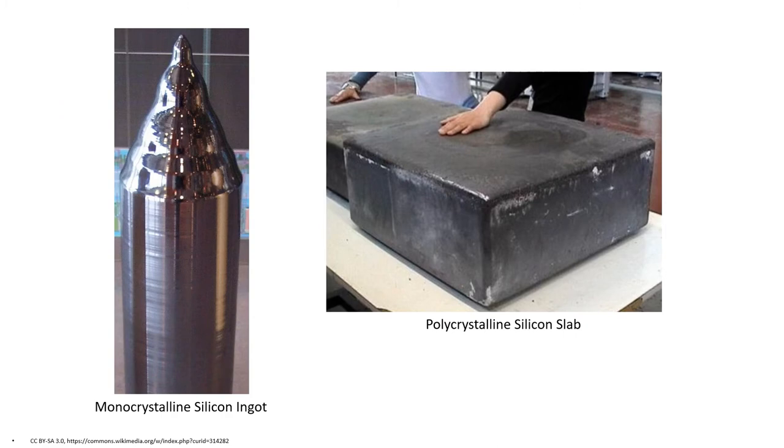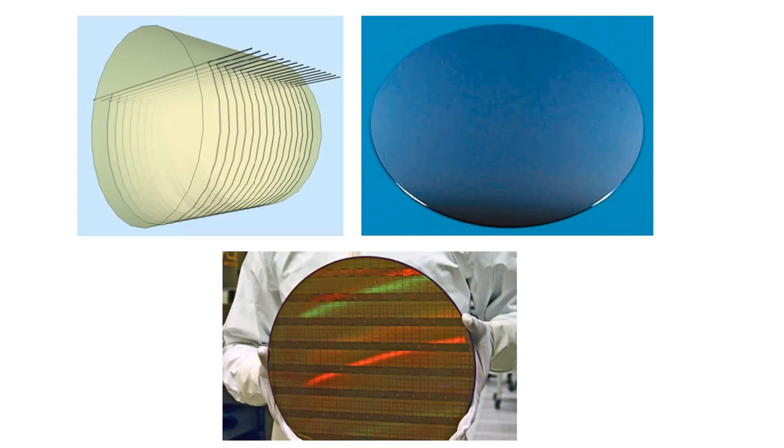Here, both forms of silicon have been shown: the highly purified monocrystalline ingot form of silicon, and polycrystalline silicon slab in the second picture. After being cut into wafer form and etched, a single highly purified and polished wafer has been shown here. The picture below shows the fabricated chips on the wafer, ready to be cut out.